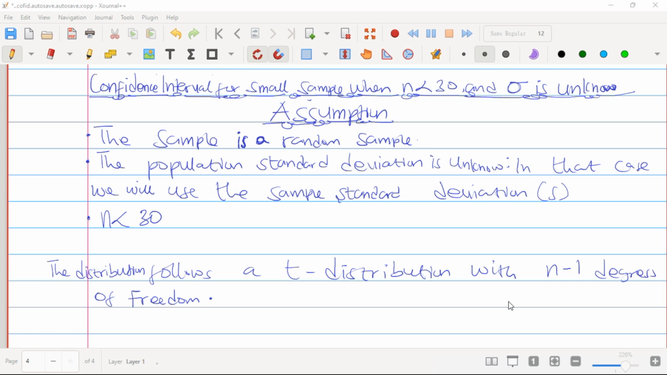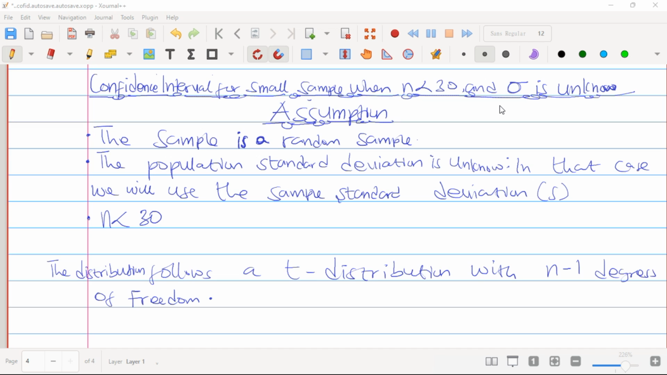Today we are going to start our studies on confidence intervals for small samples, when our n is less than 30 and our sigma squared is unknown. In our previous video, we learned the confidence interval for a large sample, when our n is greater than 30 and our population standard deviation is known. In this case, the distribution follows what? A normal distribution. But what about a case when our n is less than 30 and our population standard deviation is unknown? This is the confidence interval for a small sample.